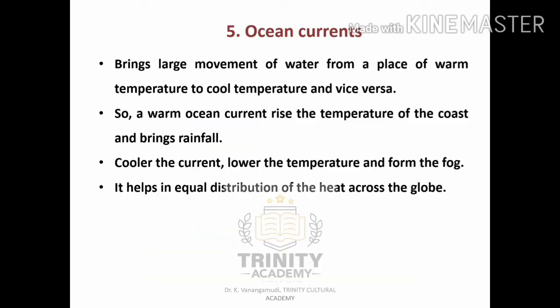The fifth one is ocean currents. It brings large movement of water from a place of warm temperature to cool temperature and vice versa. So a warm ocean current raises the temperature of the coast and brings rainfall. The cooler the current, the lower the temperature, and it forms fog. It helps in equal distribution of heat across the globe.